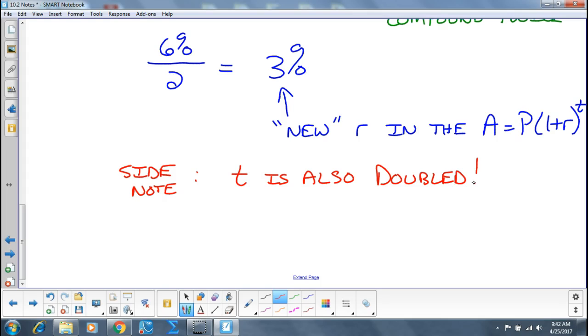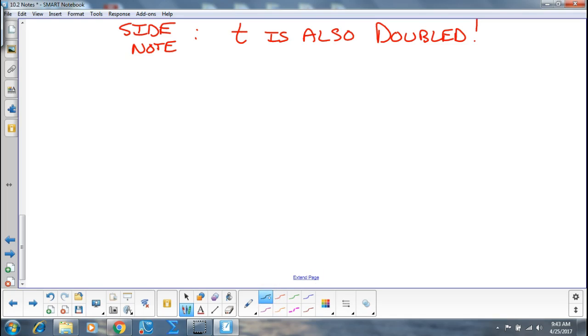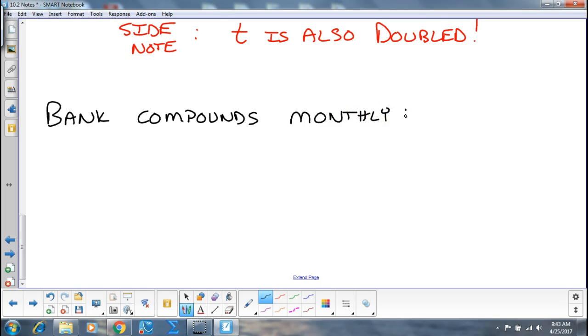Now, let me ask you a follow-up question. What if the bank decided to compound it monthly? Still offering 6%. What would happen with my formula? My formula again was A equals P times 1 plus R to the T. So it'd be 0.002.